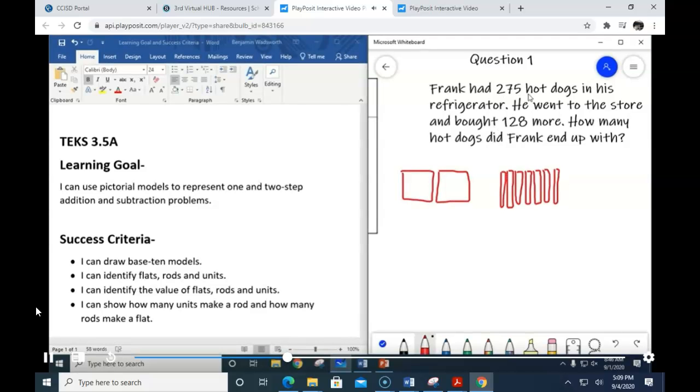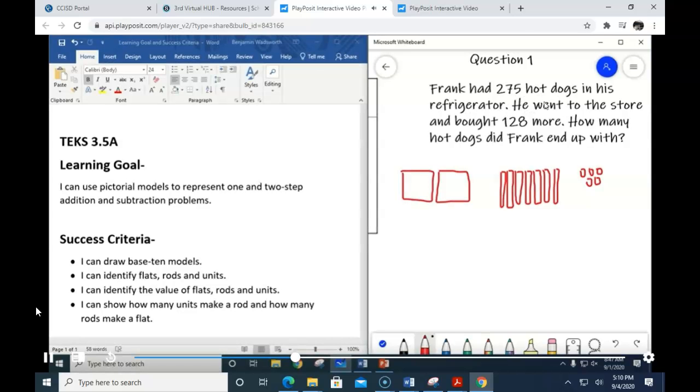Okay, then we're going to move over into the 1 spot. These are going to be our units, right? So I've got a 5 there, so we're going to use 5 units. 1, 2, 3, 4, 5. Okay, so this is our base 10 representation of 275.